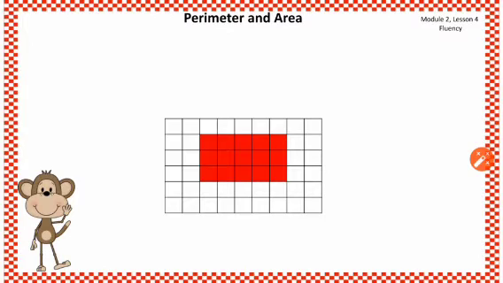This is the first fluency practice. We're going to be looking for the perimeter and the area of this shape. Now look at the shape. What shape do you have there? The shape in red is what shape? Good. Rectangle. A rectangle has 4 sides and the opposite sides are equal. Good.